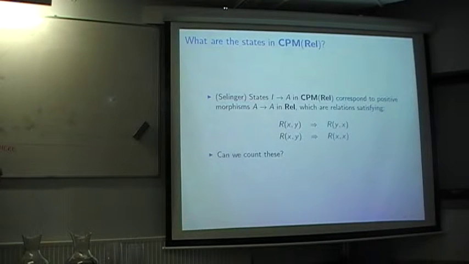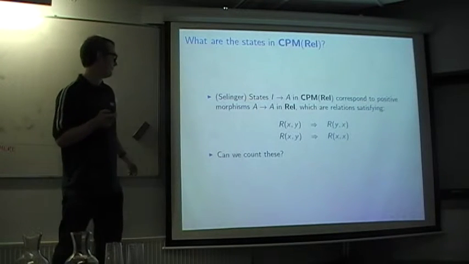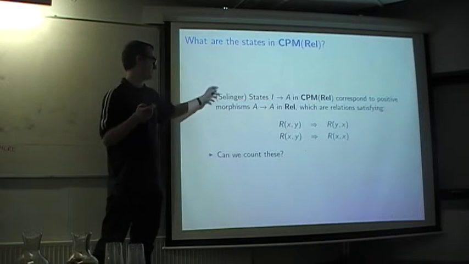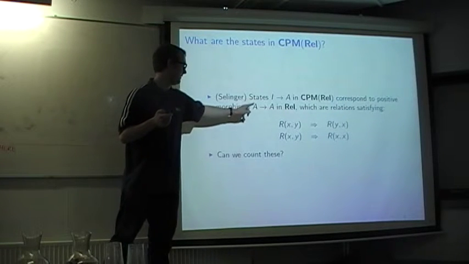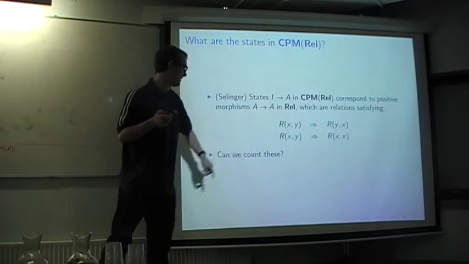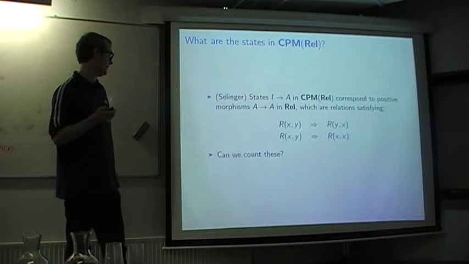Okay, so then the question is, well, obvious place to start. What are the states exactly in CPM REL? And Peter Selinger sorted this out for us as well in an example in his paper. So the states basically correspond to the positive morphisms in REL, which in turn correspond to relations of this form. So they're symmetric, and they have this funny second characteristic, which basically says if you're related to anything, then you're related to yourself. That's probably the easiest way to remember it.